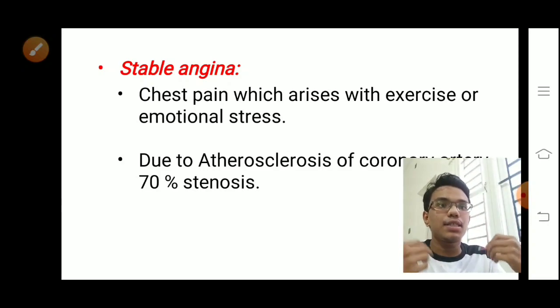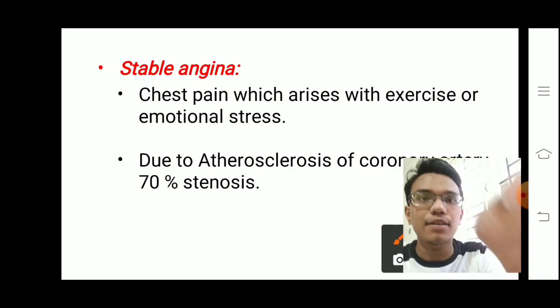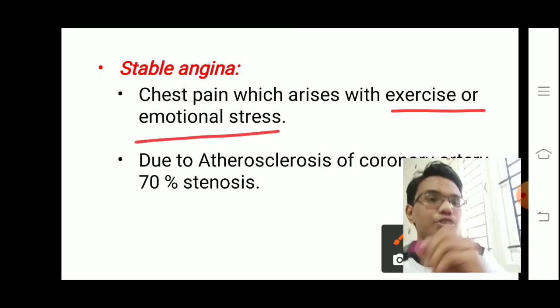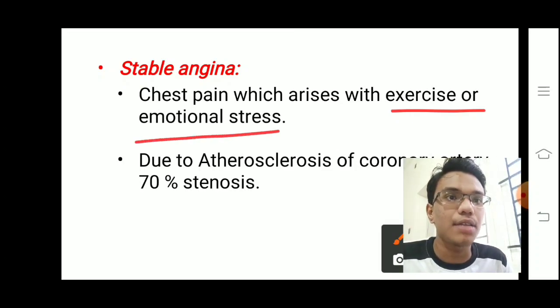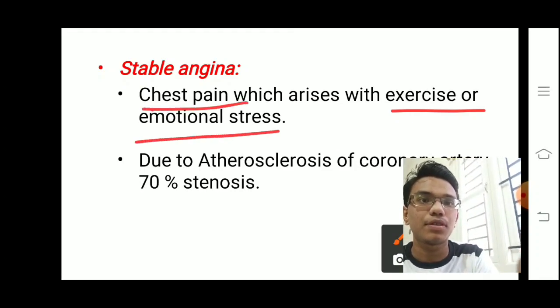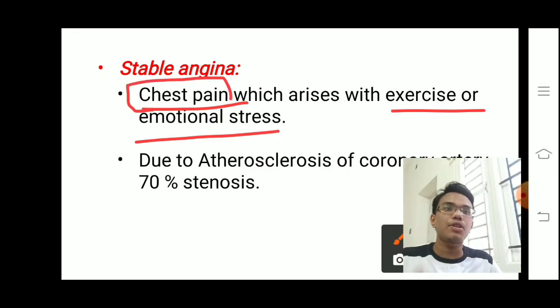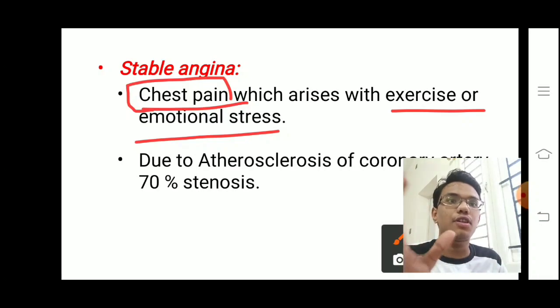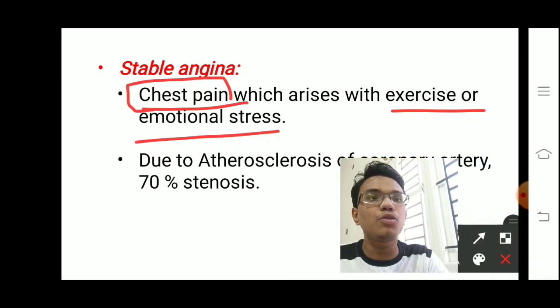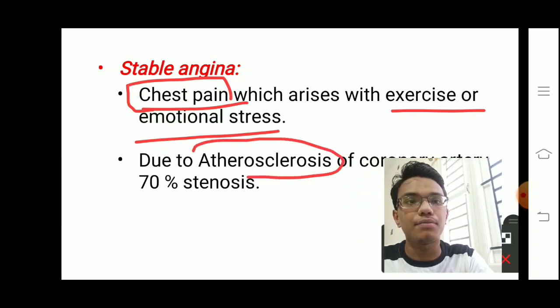But as soon as he starts exercising or experiences some sort of emotional stress, at that time chest pain will develop. Chest pain develops on exertion. In one sentence, chest pain that develops on exertion is the definition of stable angina. And what is the cause of this? Mainly it is also due to atherosclerosis of the coronary artery.